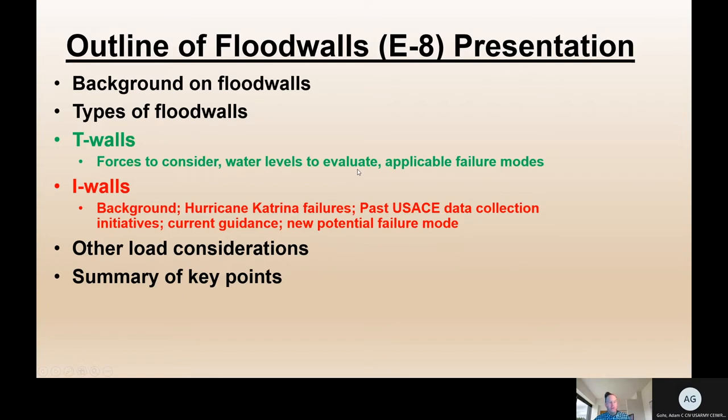We're going to cover the floodwalls portion, chapter E8, first. I'll give you the background and talk about T-walls and I-walls, and we'll focus mostly on I-walls. Although there are more T-walls in the inventory than I-walls, we will focus on them because of the failures that occurred to the I-walls in Hurricane Katrina in 2005. We'll talk about load considerations, event trees, and key points.